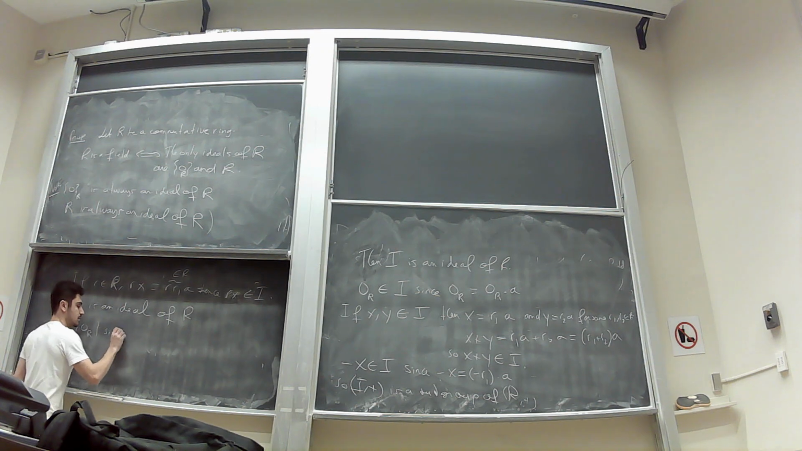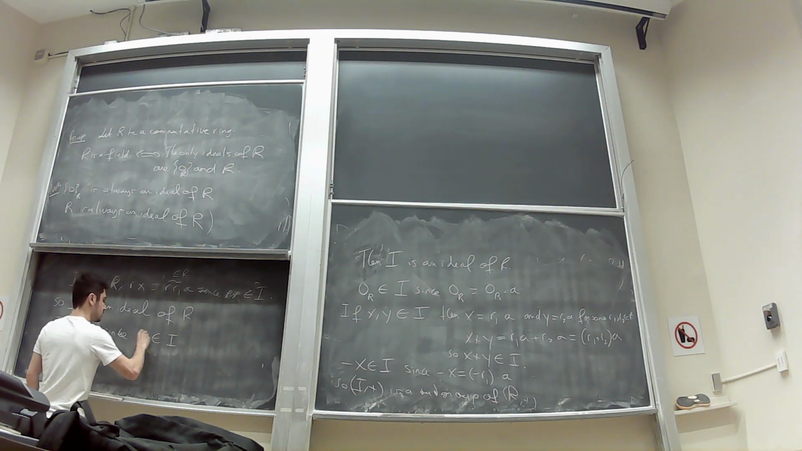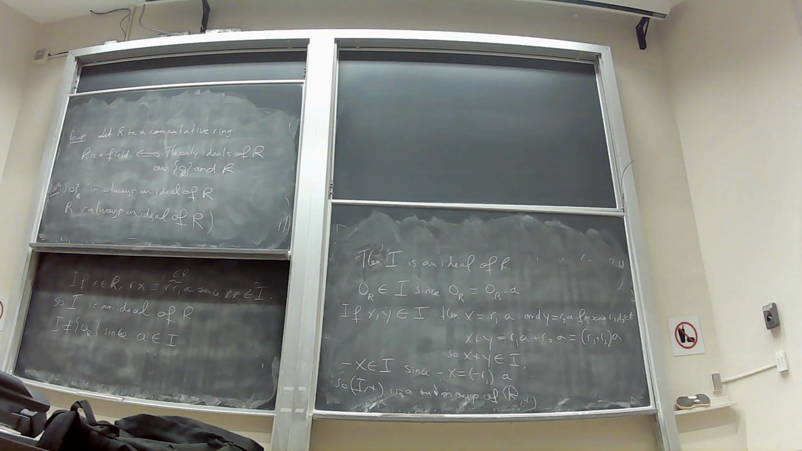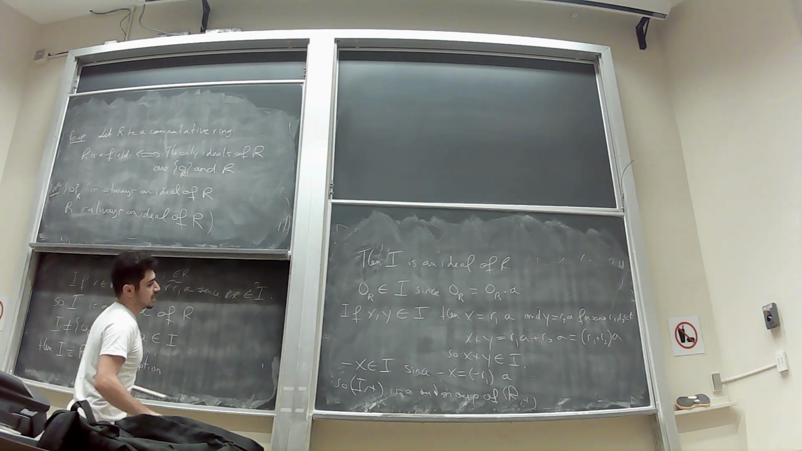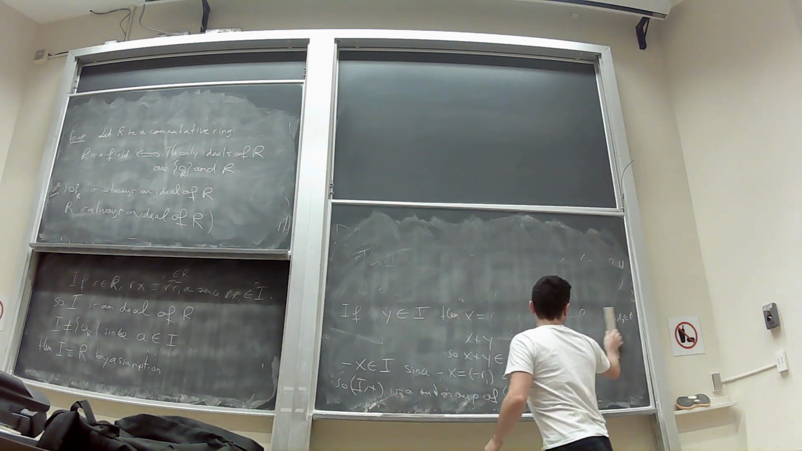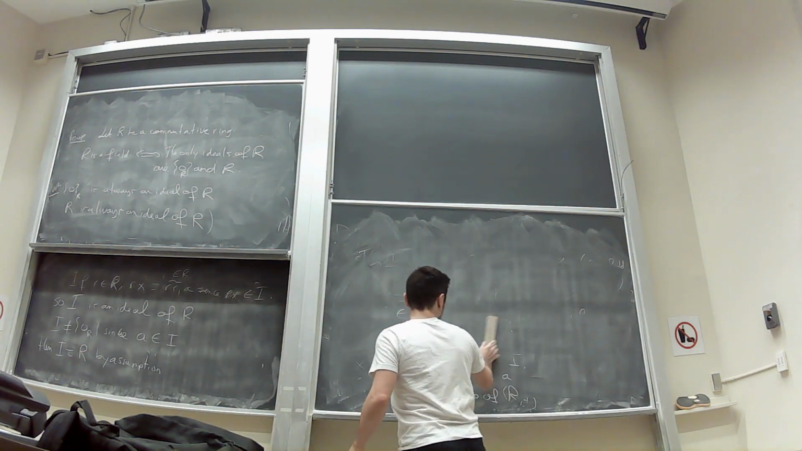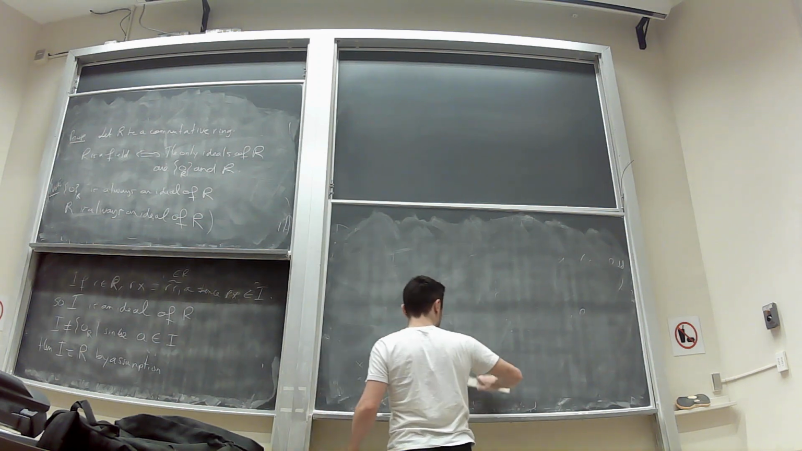Since A belongs to I, by assumption, what can I say about I? Look at the assumption: the only ideals are 0 and R. So if I is a non-zero ideal, what is I? I is equal to R by assumption. Great. Now if I is equal to R by assumption, this implies that 1 belongs to I, hence 1 is in R.